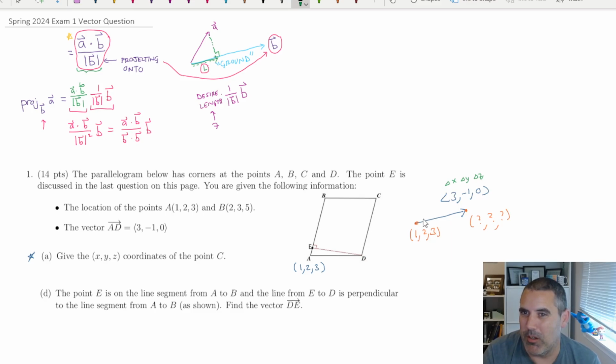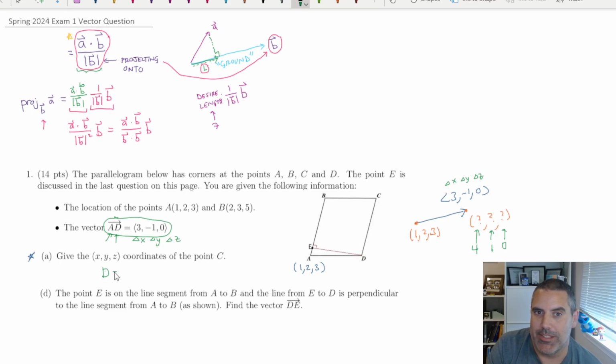It says to get from here to here, you have to go up 3, down 1, not change. So up 3 from 1 would be 4. Down 1 from 2 would be 1, and if you don't change, it's 3. So that was the point of this question. Often people get confused because you're mixing concepts of vectors with points. But if you can remember that a vector is the change when you go from A to D, and that this is the start and this is the end, and they gave me the start, then automatically that tells me what the point D is.